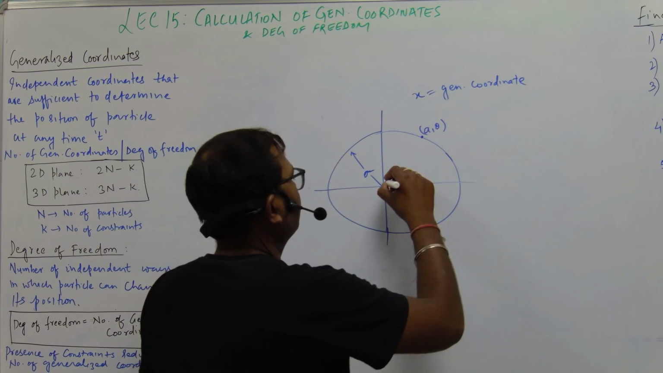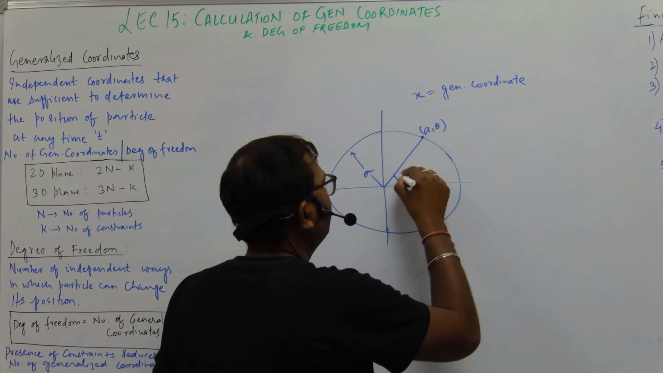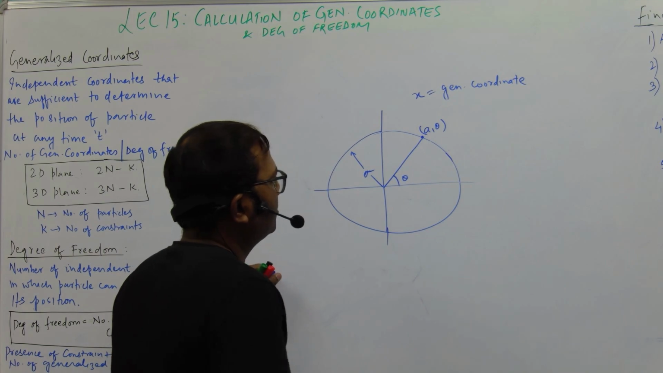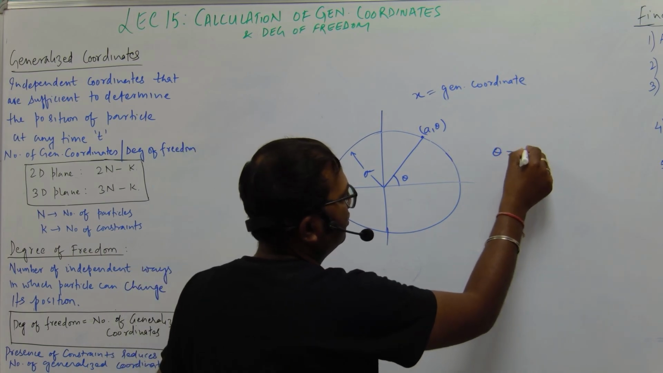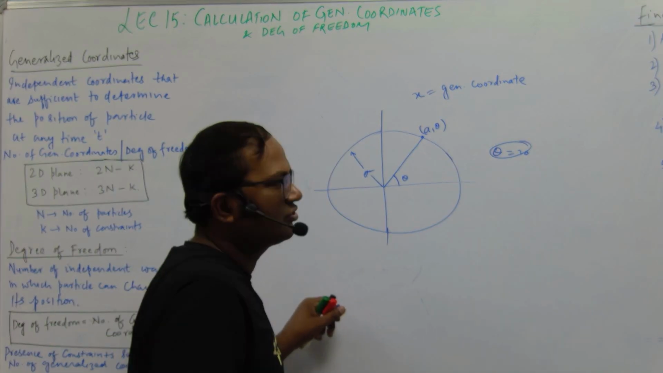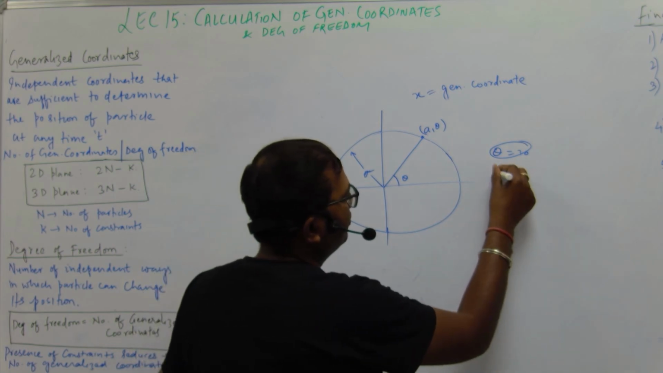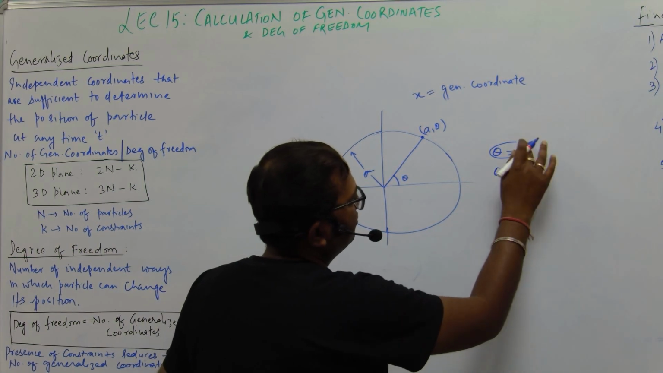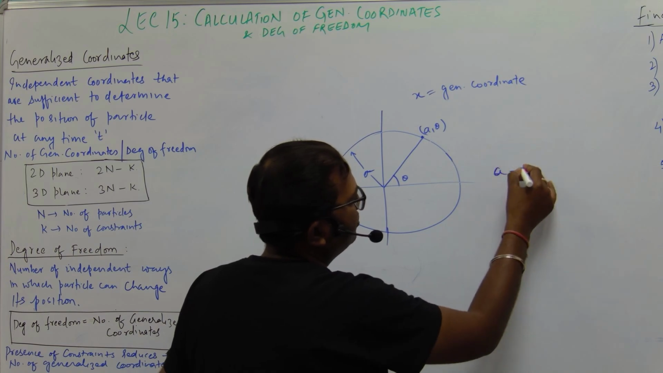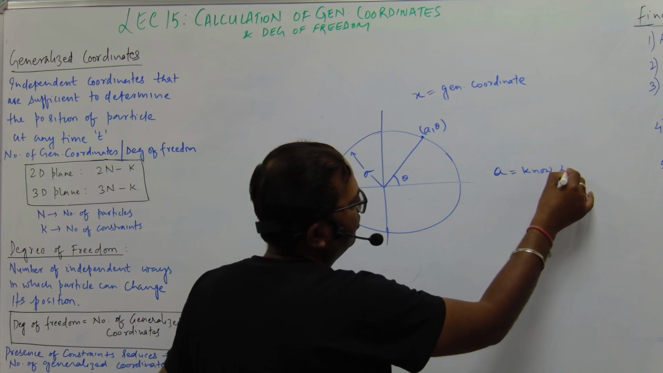Okay, so only theta is needed to determine the position of a particle. Suppose theta is equal to 30 degrees. Obviously we can determine the position of the particle. The radius a is already known to us.